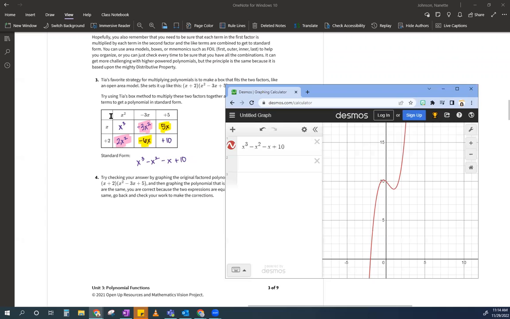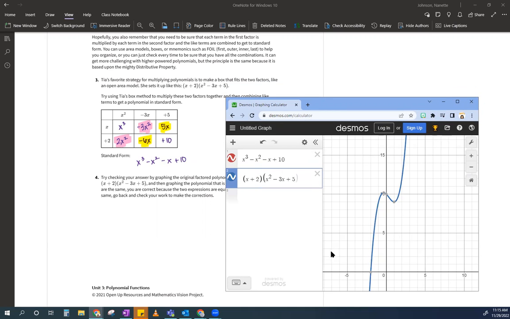Factored form right here, this is the factored form. So let me write that out. It's x plus 2 parentheses x squared minus 3x plus 5. Let me see if I got that right. X plus 2, x squared minus 3x plus 5. What did you guys notice? What happened when I entered this one? Yeah, they're the same.